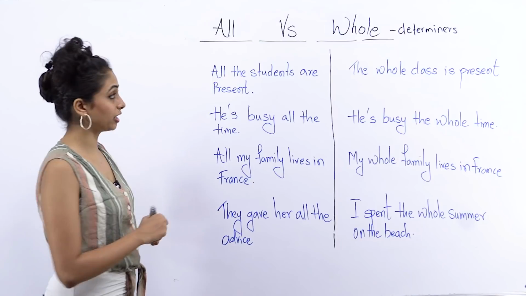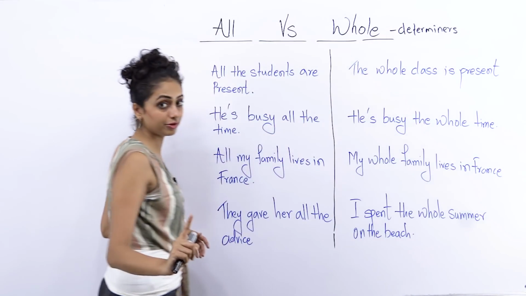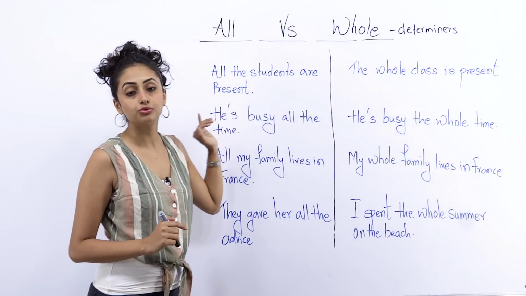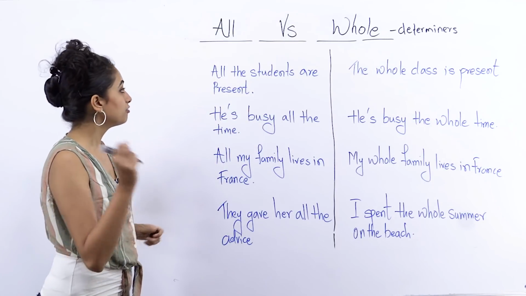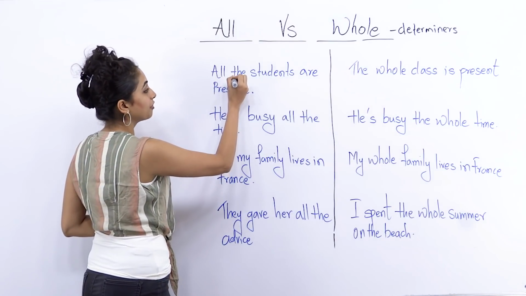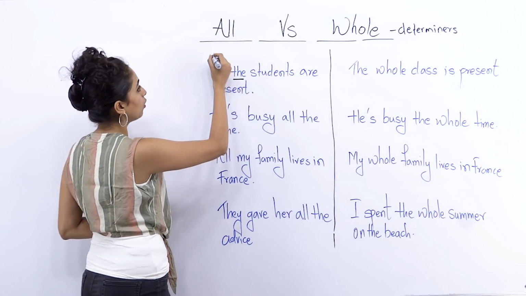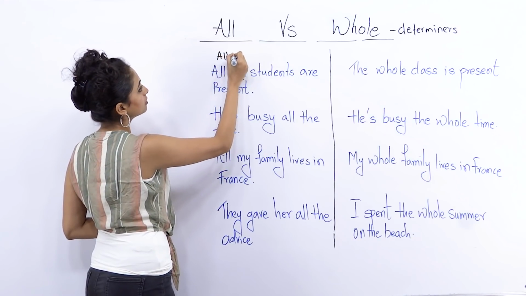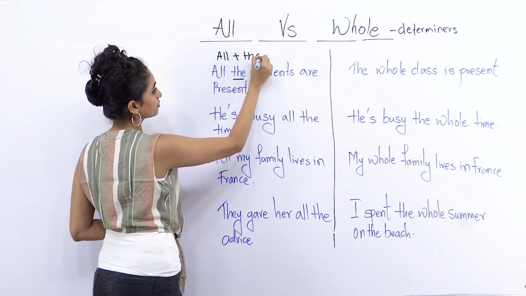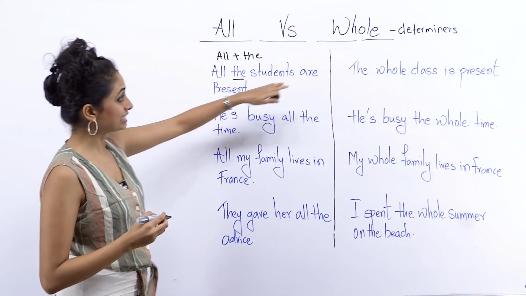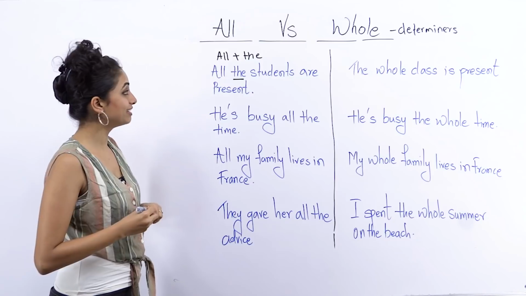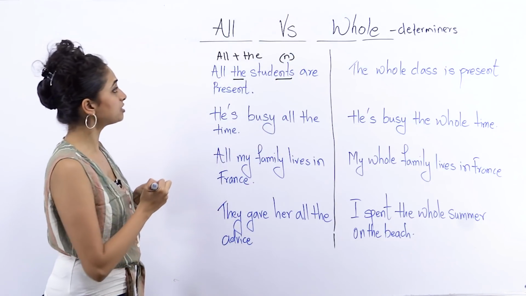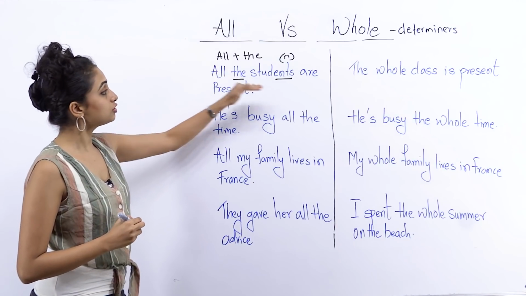The first thing, like what I mentioned, they're determiners, so you need to remember that. Now, all the students are present, right? First and foremost, the article the will always come after all. So, all plus the, right? And these determiners are used before nouns, right? Noun. So this is something we're going to remember. All the students are present.